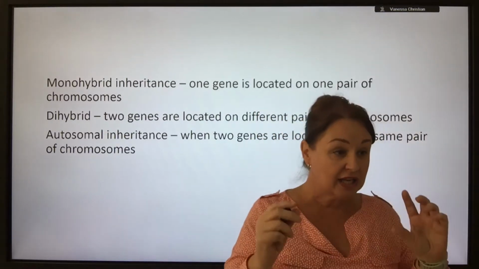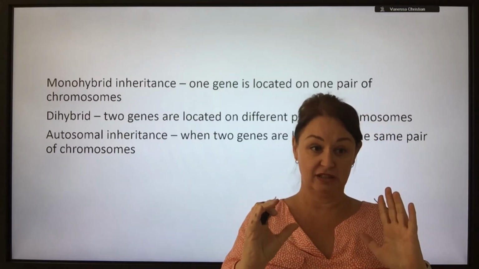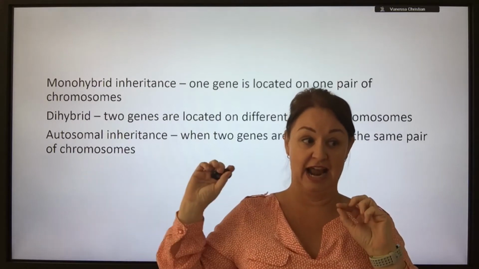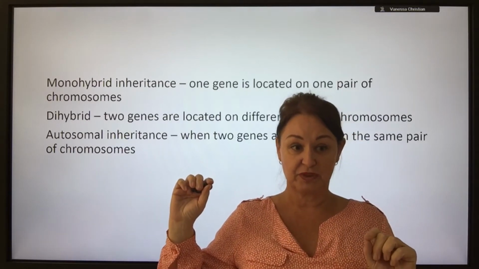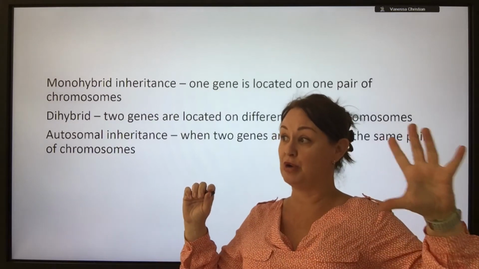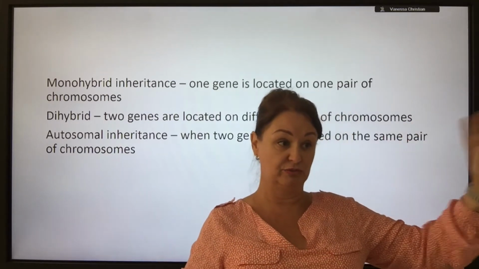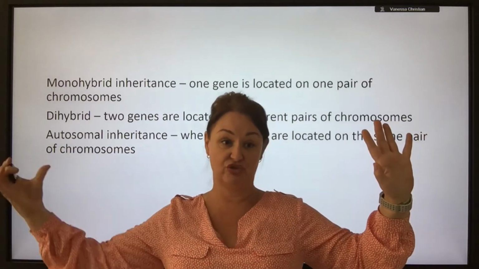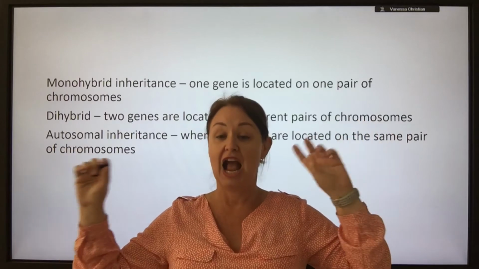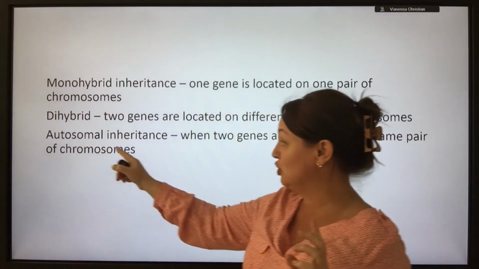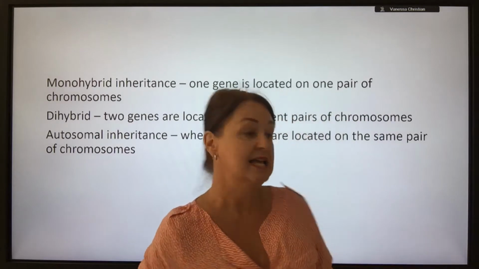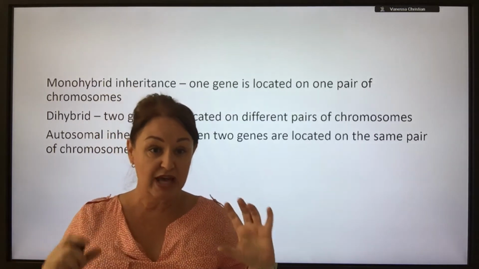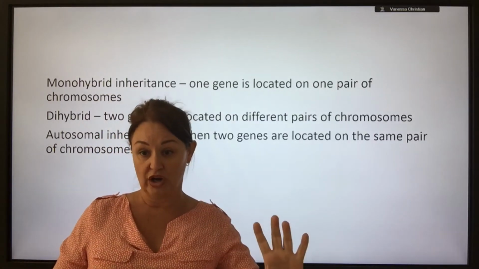Dihybrid is when you've got 2 genes on 2 different pairs of chromosomes. Now that is different. Same genes? No, so you might have brown eyes and blue eyes, which is one gene with 2 alleles on one pair of chromosomes, and then on another pair of chromosomes you might have curly hair and straight hair. Okay, so you've got 2 sets of chromosomes. And the reason why I mention this one, autosomal linkage, which we come to later, is because that's when we have 2 genes on one pair of chromosomes.